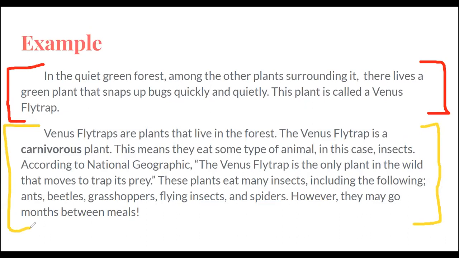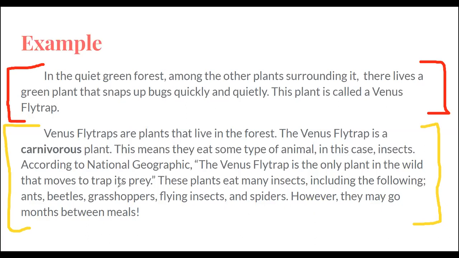Venus flytraps are plants that live in the forest. The Venus flytrap is a carnivorous plant. This means that they eat some type of animal. In this case, insects. According to National Geographic, the Venus flytrap is the only plant in the wild that moves to trap its prey. These plants eat many insects, including the following: ants, beetles, grasshoppers, flying insects, and spiders. However, they may go months between meals.